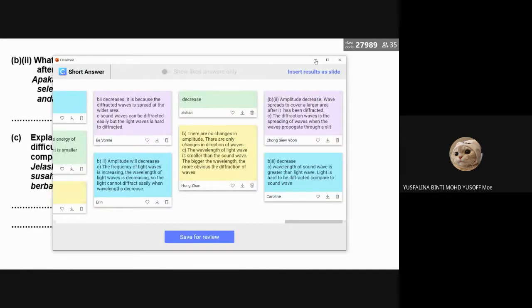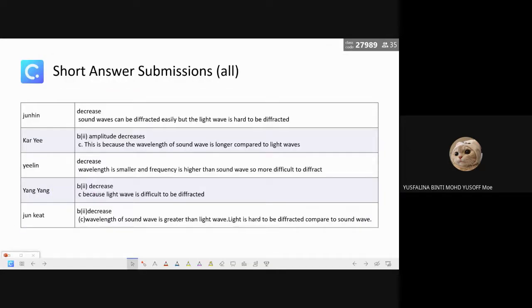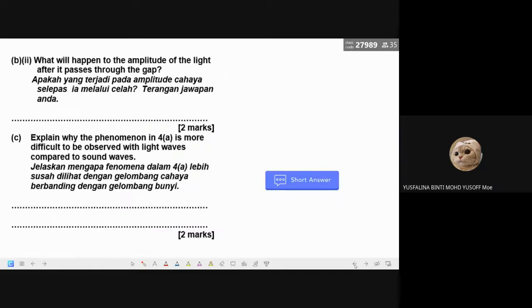Right, so let's discuss the answer. It says here, what happened to the amplitude of the light after it passed through the gap? Anything that passes through a gap, if diffraction occurs, of course the amplitude will be decreased. So the amplitude will be decreased.